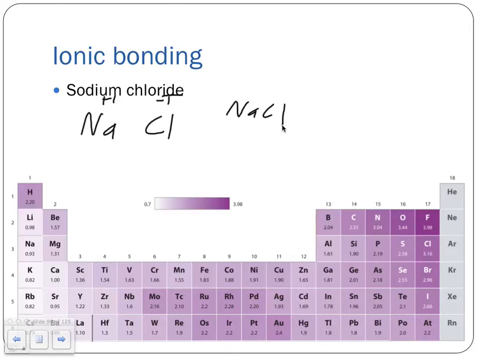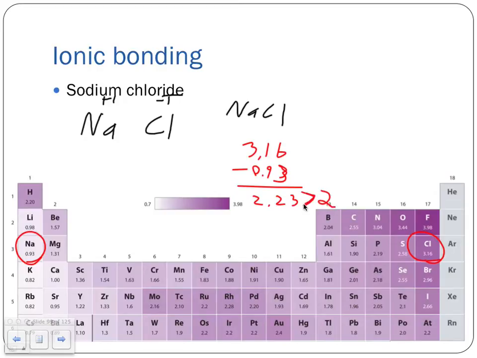We go to the periodic table and look at sodium. Sodium right over here has an electronegativity of 0.93. Chlorine has an electronegativity of 3.16. So all we have to do is say 3.16 minus 0.93. Whenever we do that, we get 2.23. So 2.23 is going to be greater than 2, and because it's greater than 2, we said this is going to be an ionic bond. So sodium chloride is ionically bonded. This is just table salt, and so we know that's going to be an ionic bond.